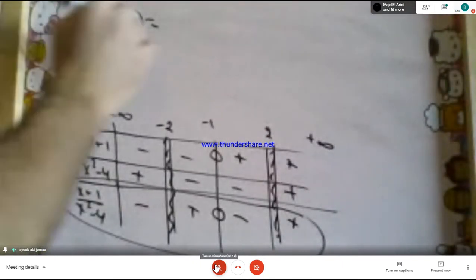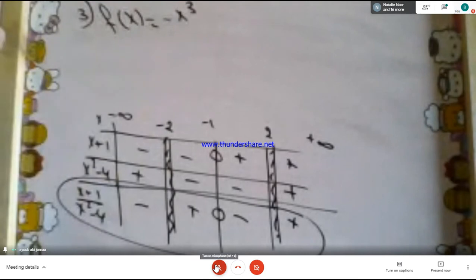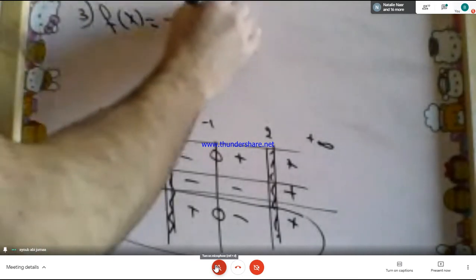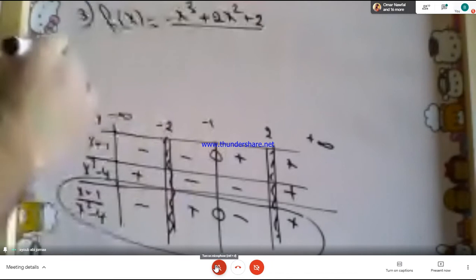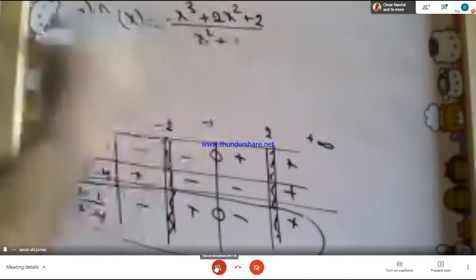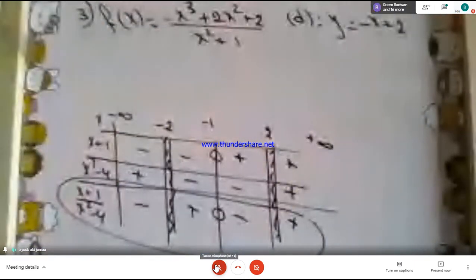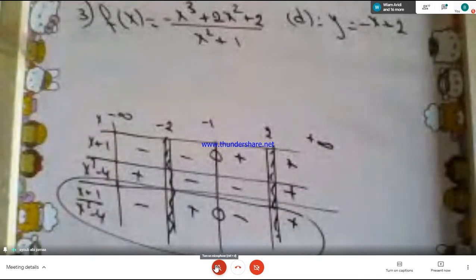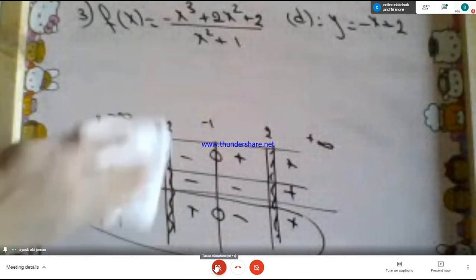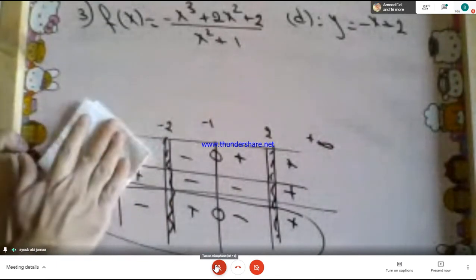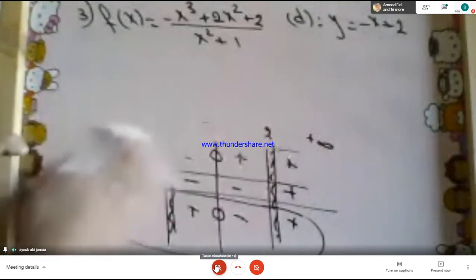Let's say f of x is equal to negative x cubed plus 2x squared plus 2 over x squared plus 1, and you have to prove that straight line d of equation y is equal to negative x plus 2 is an oblique asymptote. Same questions, and also study the relative position between the curve and the line. I'll give you only 5 minutes to answer this question. Please everyone try to solve it in your notebook.